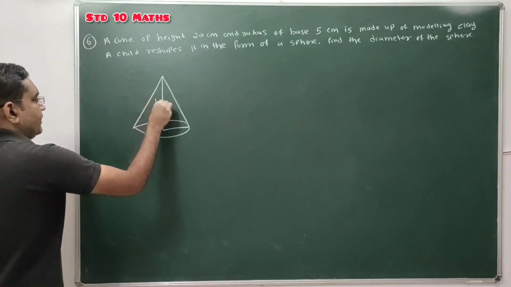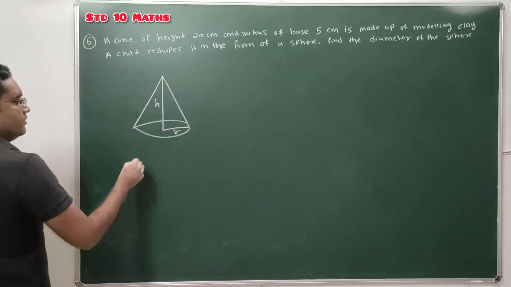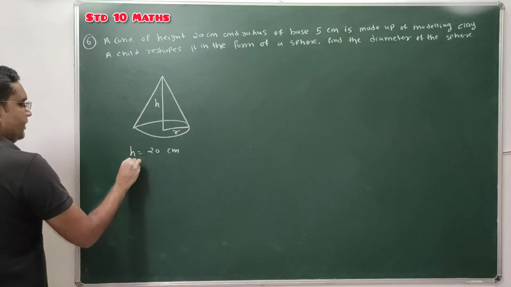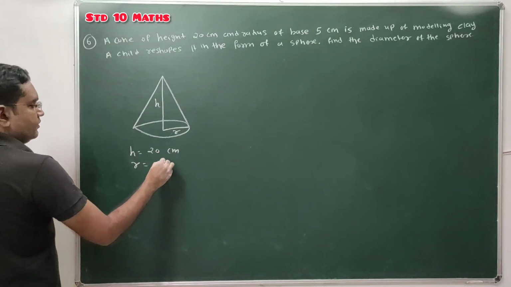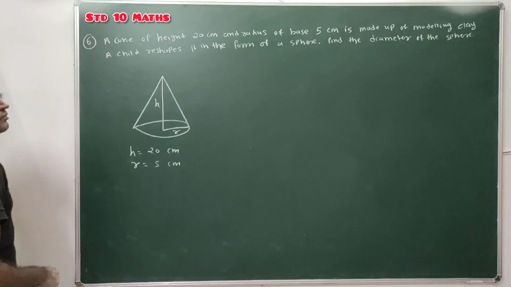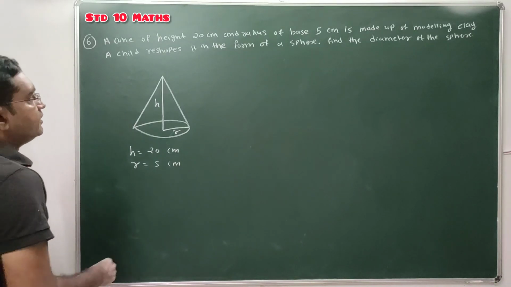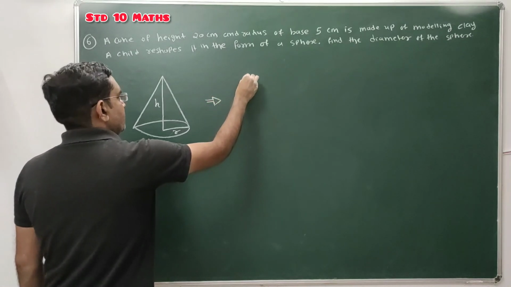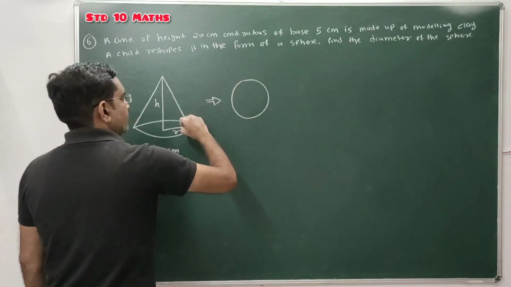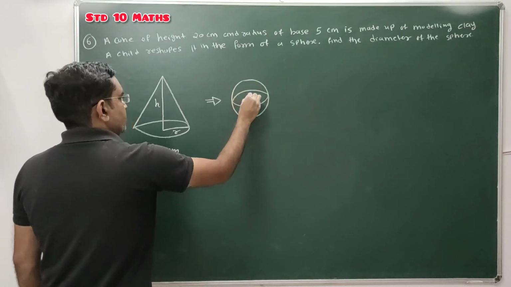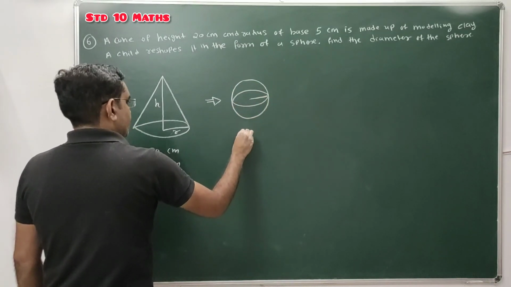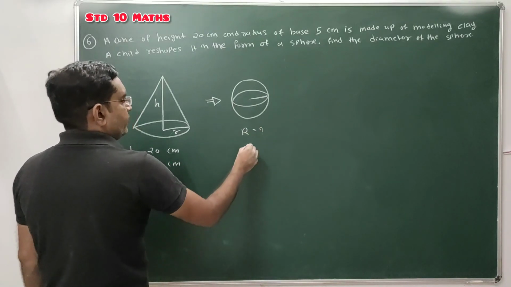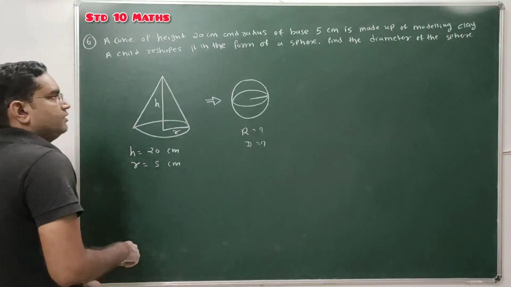So here height h and radius of base r is given. So for this cone height h is 20 centimeter and radius of base r is 5 centimeter. Now this cone is reshaped into the form of sphere. So this is one sphere with radius, say radius capital R. So here we have to find the diameter of this sphere.